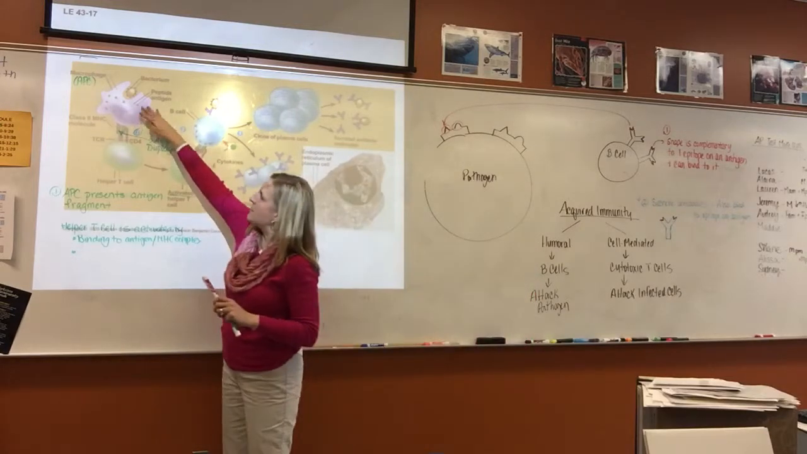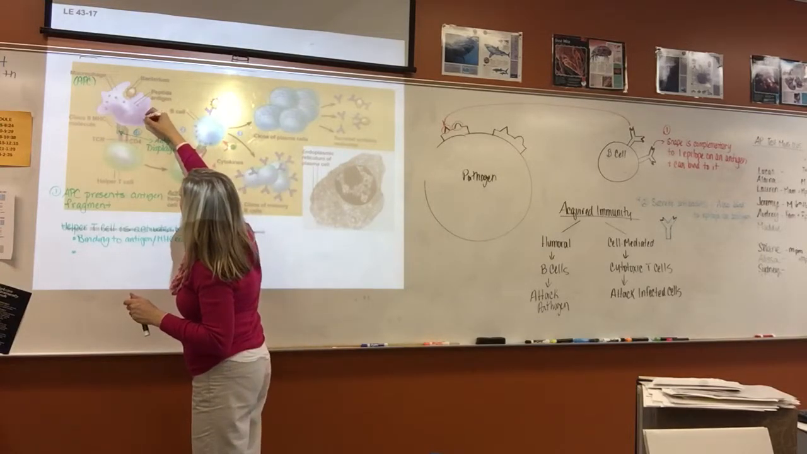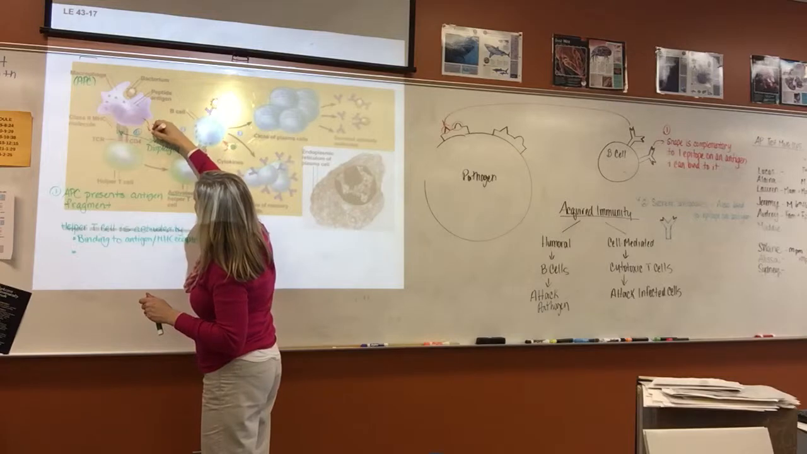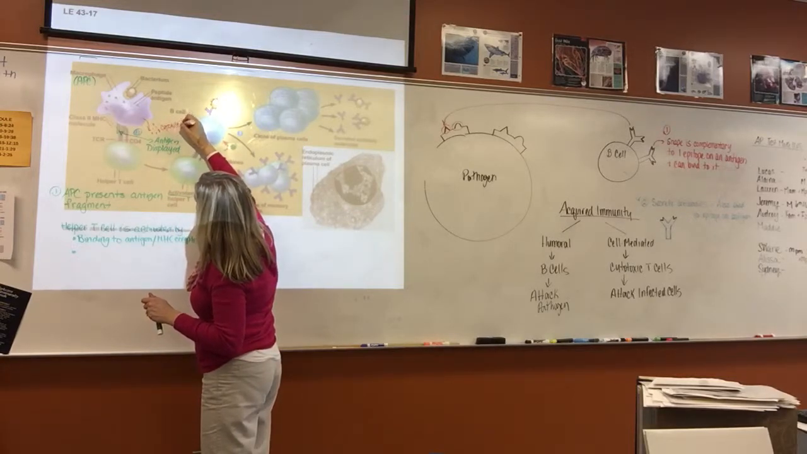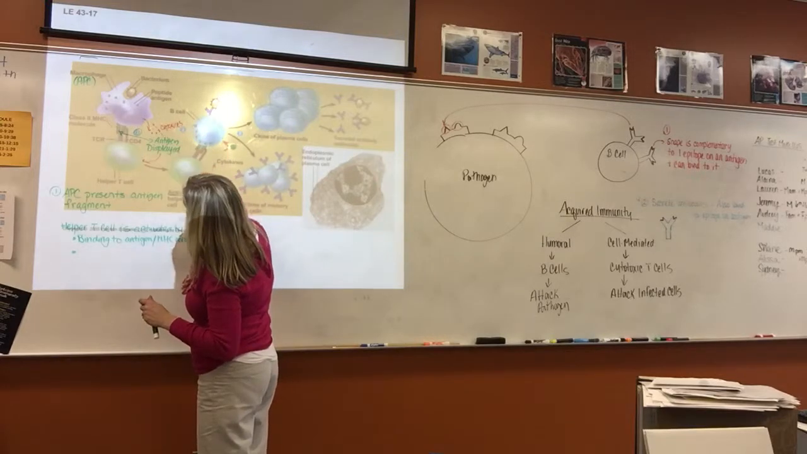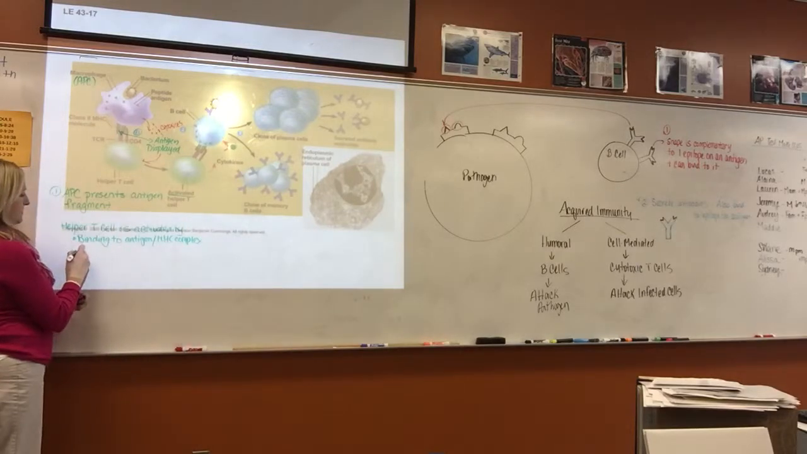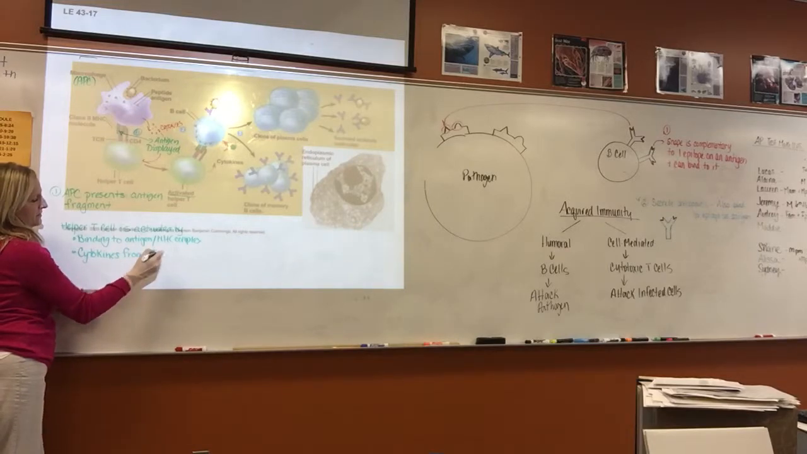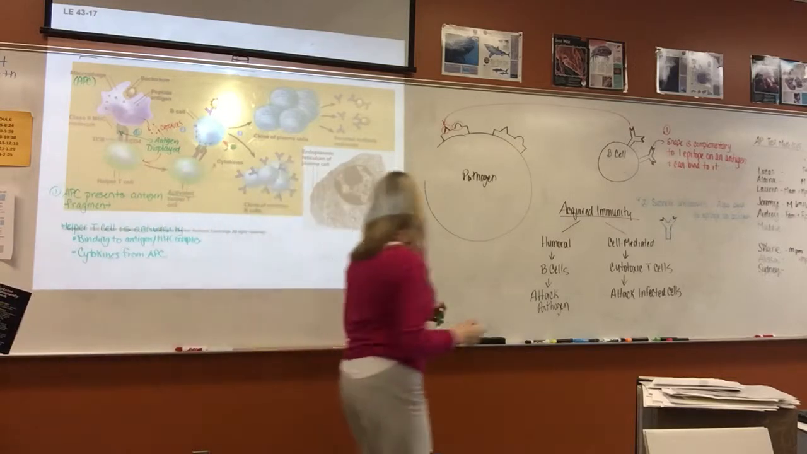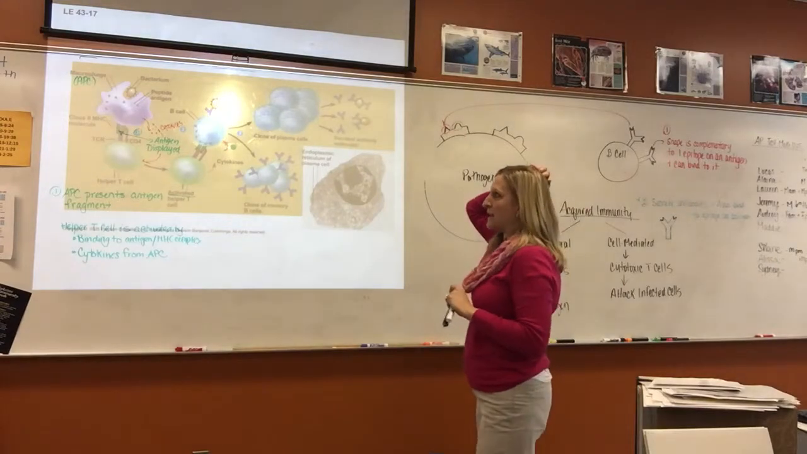When these guys bind, the APC releases something. What does it release? It releases those cytokines here. So I'm going to draw that in here. And the cytokines also help to activate the helper T cell. So I'm going to put the second thing is cytokines from the APC. So that's what's going on in that picture here.